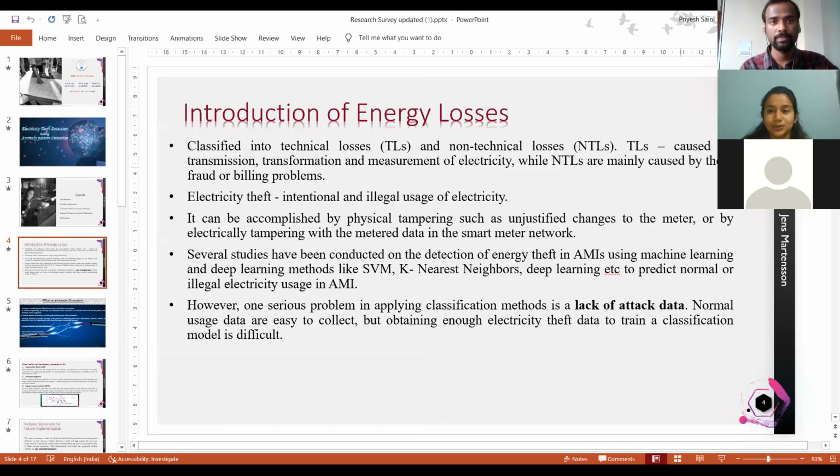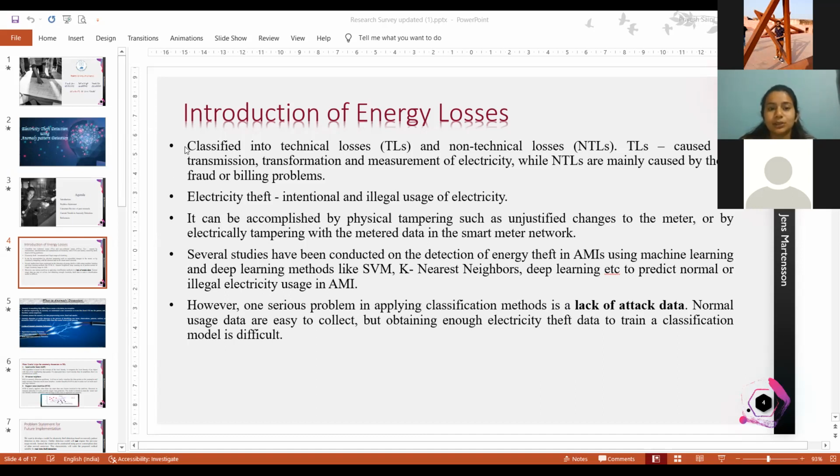Now comes the introduction to energy losses. So what do you mean by energy loss? Energy loss occurs when energy is transformed from one form to another, or moved from one place to another, or from one system to another. There is always an energy loss. This energy loss may be in the form of heat, sound, or any other form. So basically, here we are discussing the energy losses occurring in the electrical system.